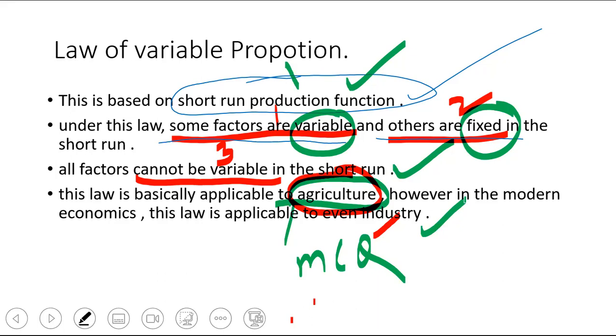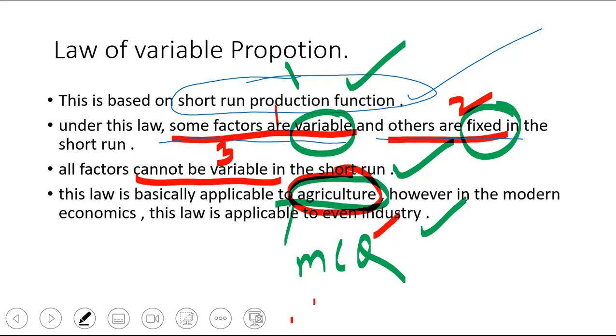So the heading is the law of variable proportion. First point: it is based on short-run production function. And what is short-run production function? Some factors are variable and other factors are fixed. Then third, all factors cannot be variable in the short run. Another is, this law is applicable in agriculture, and in modern times also in industry, but most of all in agriculture.